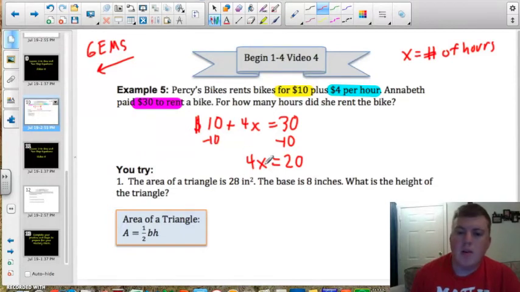We then have a number in front of a variable. Remember, this always means that we're multiplying. To undo multiply, we divide. So we divide both sides by 4. And we get x equals 5.